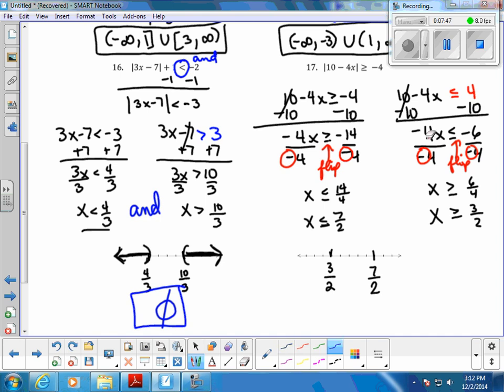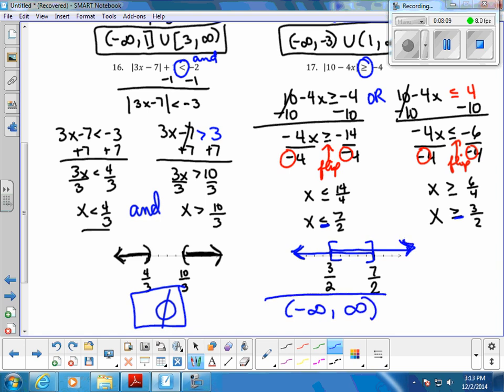This means a bracket, 7 over 2, less than. Bracket 3 over 2, greater than. Or means if it was ever colored on, it's part of our answer. So negative infinity to positive infinity, which is what we expected in the beginning.